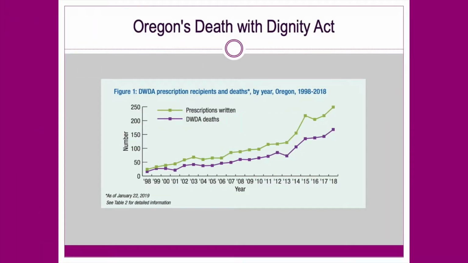Oregon was the first state to legalize physician-assisted suicide. They kept very meticulous data, and we can see over the last 20 years the number of people requesting assistance in suicide has increased, and also the number actually completing suicide has increased, but to a lesser proportion.